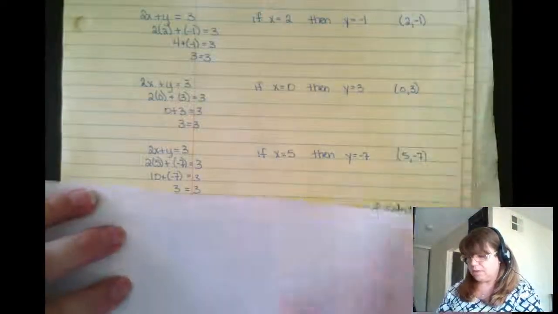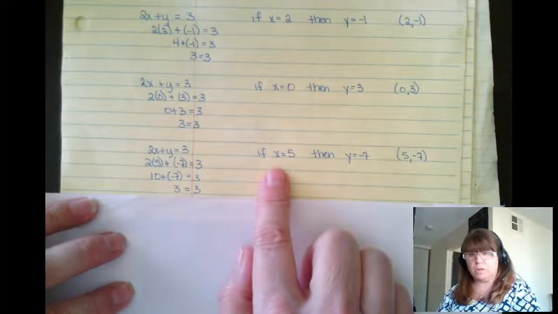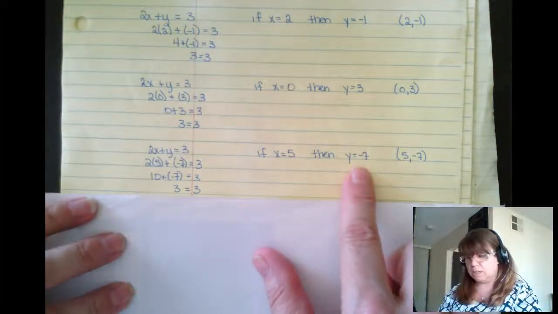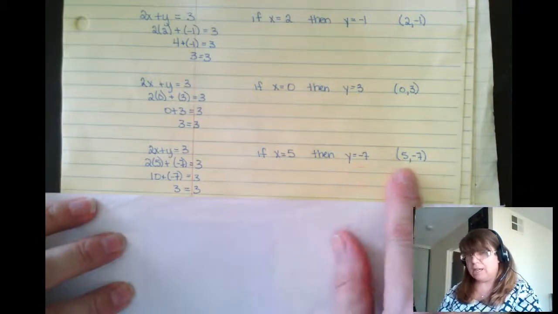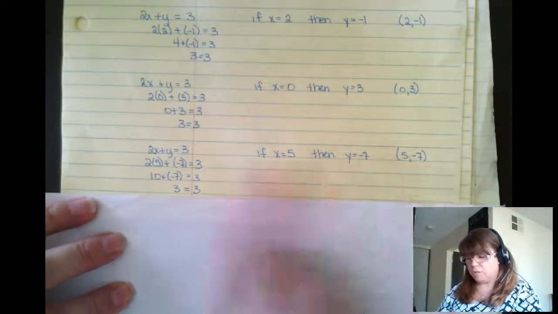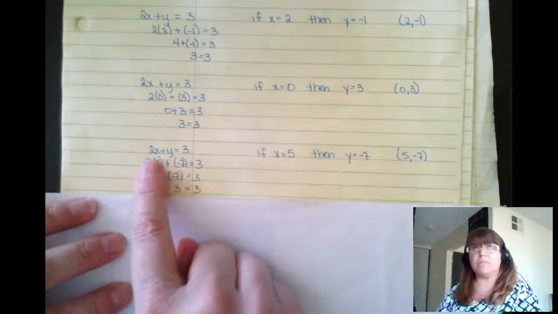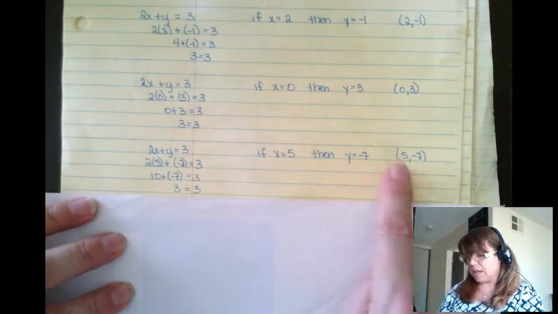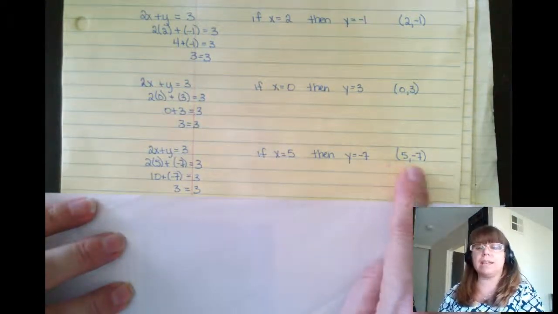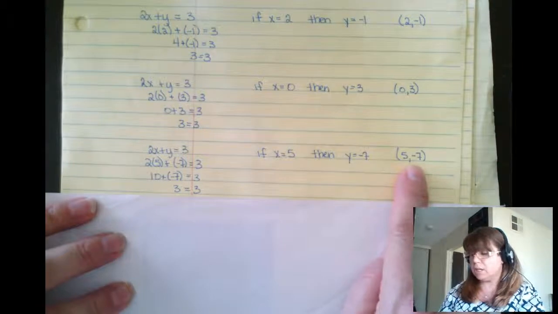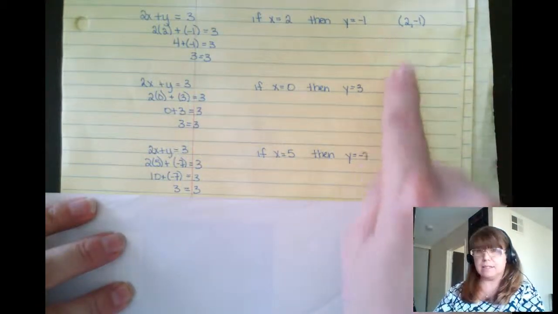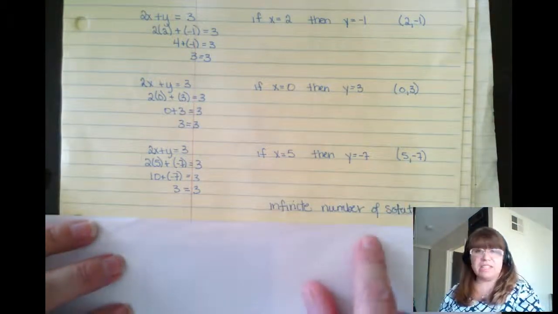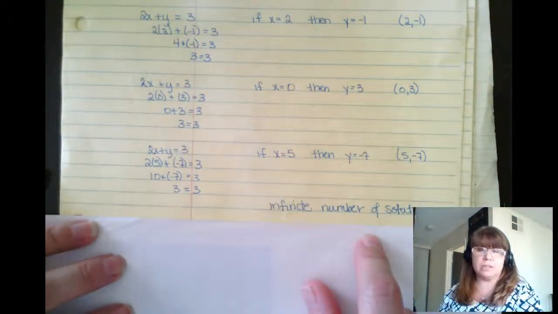So what if I told you x is 5? Well, then you solve for y, and that equals negative 7. So the pair is 5, negative 7. For 2x plus y equals 3, when I tell you x is 5, the solution to y is negative 7. But as you see, depending on what x is, there'll be an outcome for y. And in fact, there's an infinite number of solutions.